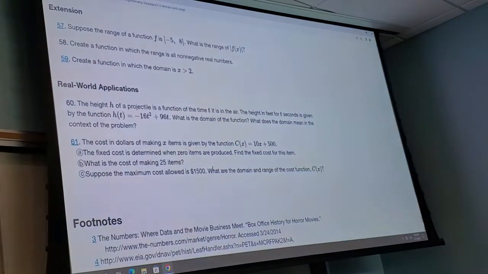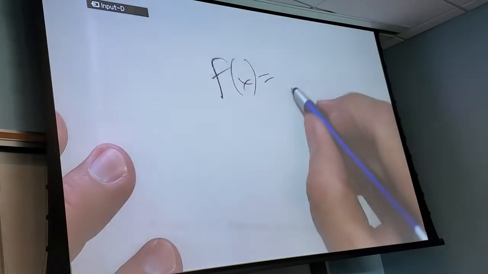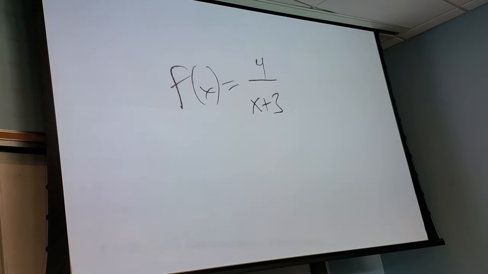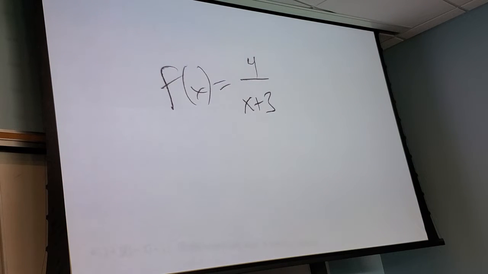So, for example, what's the domain of this function? How would you figure out the domain? What's the domain for that?